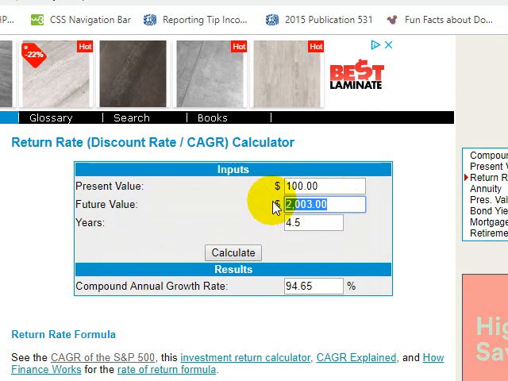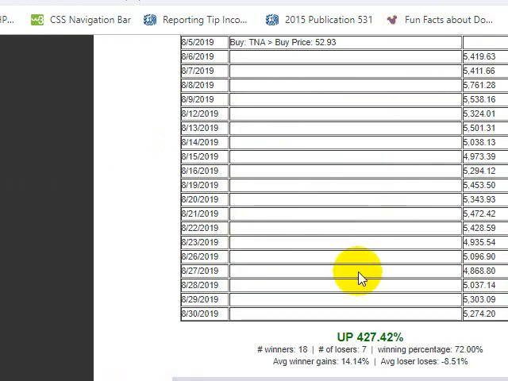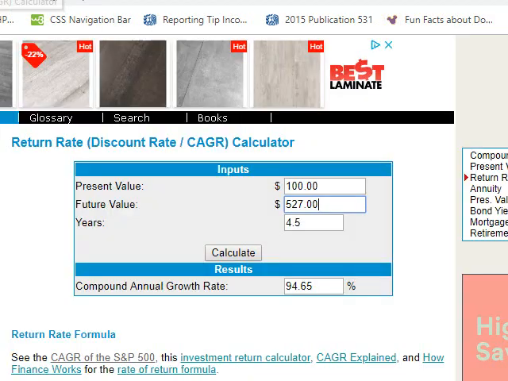So we had a 427% return. So that would be 527 now, because we started with $100, and 3 years later with a 427.42% return. So that's what our portfolio would be 3 years later. So we'll put a 3 and we'll calculate it. So our annual return is 74.07% per year for the last 3 years. That's what the index trading system has been giving its subscribers.